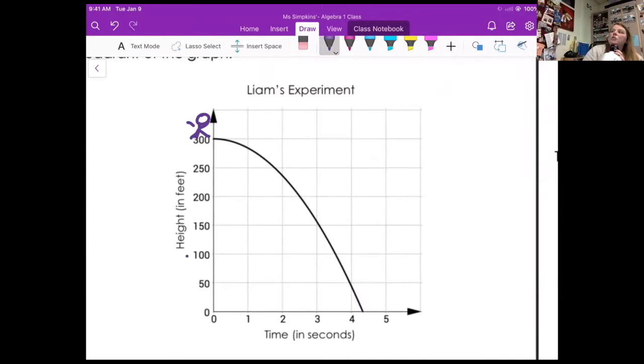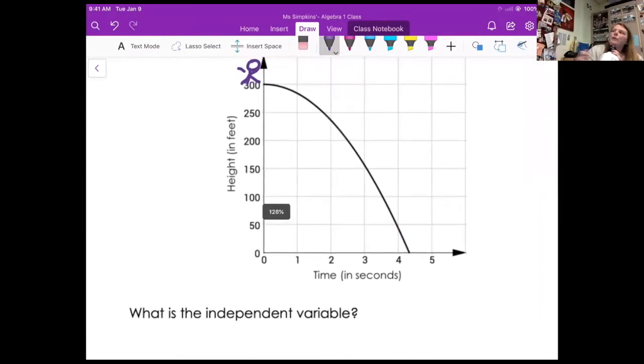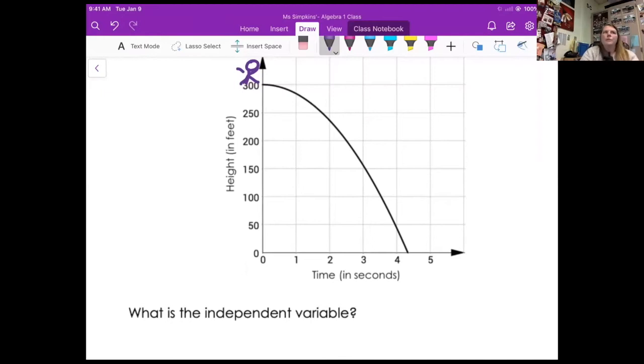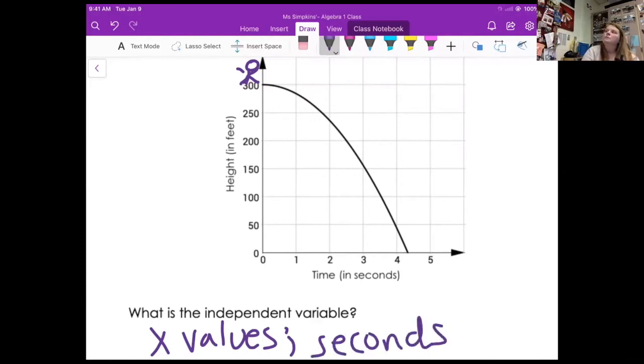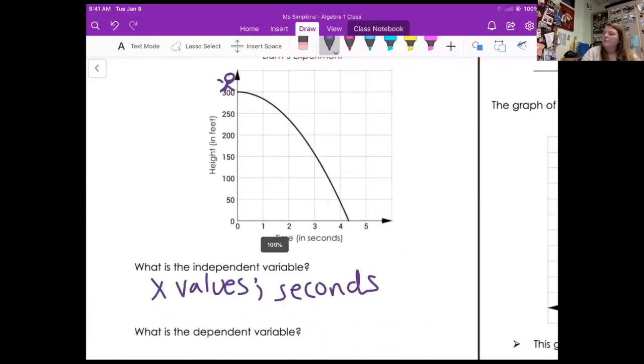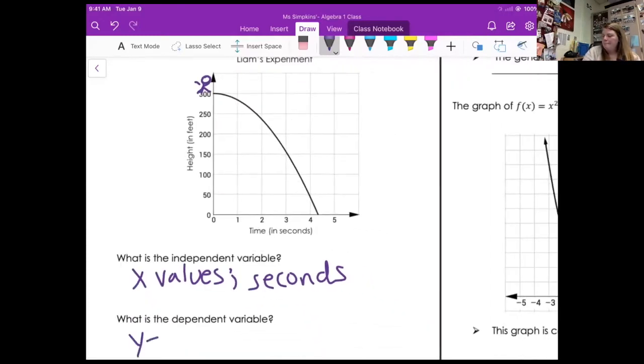We'll get to that question in a second, actually. This is a little bit of review. Independent variable. That is our X values. So what are the units for our X values for this graph? Those are the numbers, the units, like seconds, right? Seconds, time in seconds, good. So our dependent variable would be our Y value. What are the units for our dependent variable? Feet.